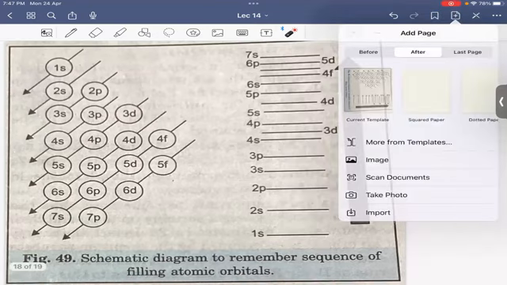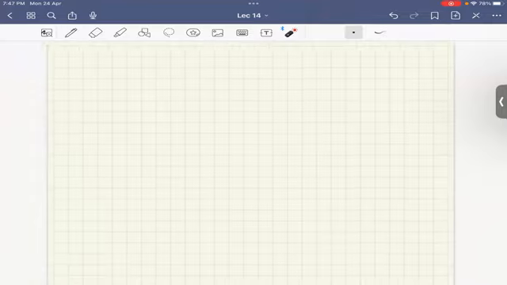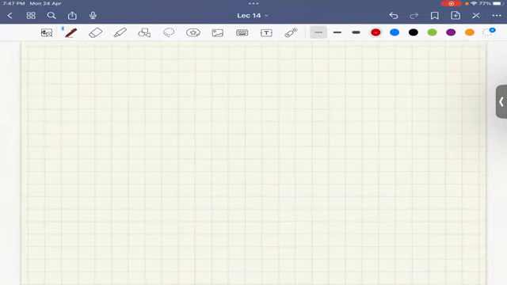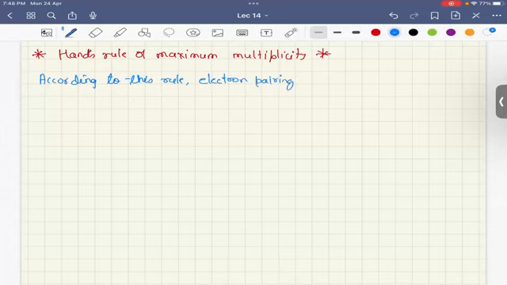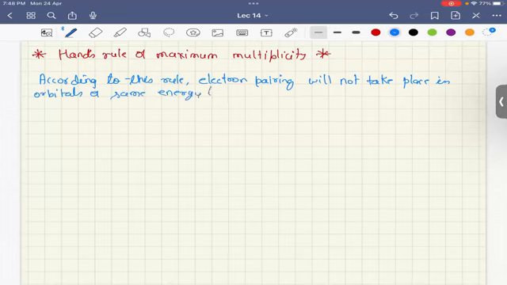So the next is Hund's rule of maximum multiplicity. So what does this rule tell us? According to this rule, electron pairing will not take place in the orbitals of same energy, that is nothing but the same subshell, until each orbital is singly filled.